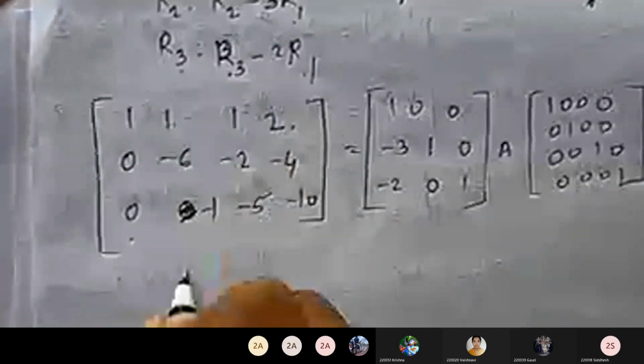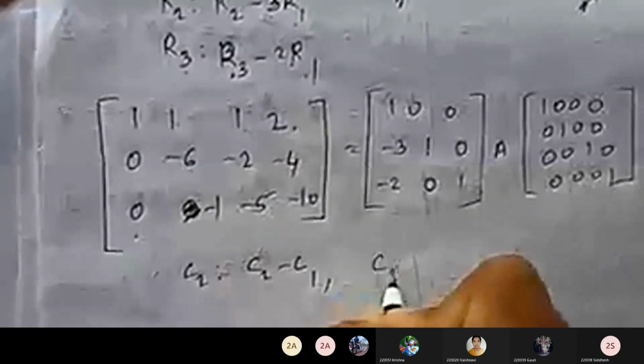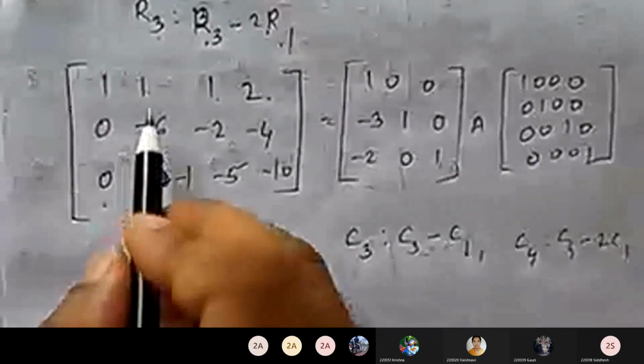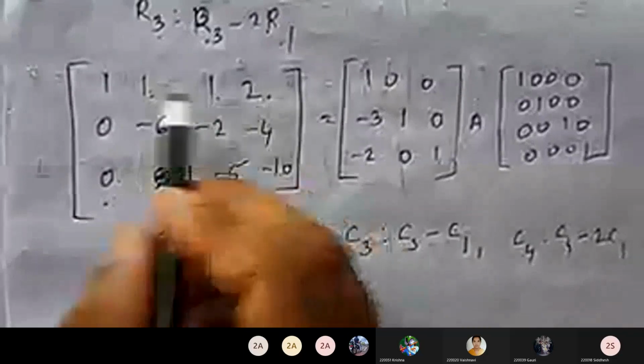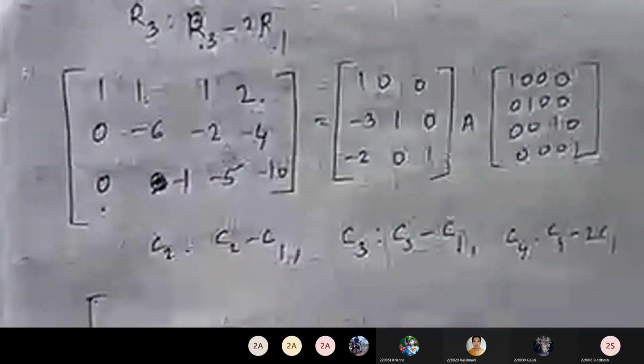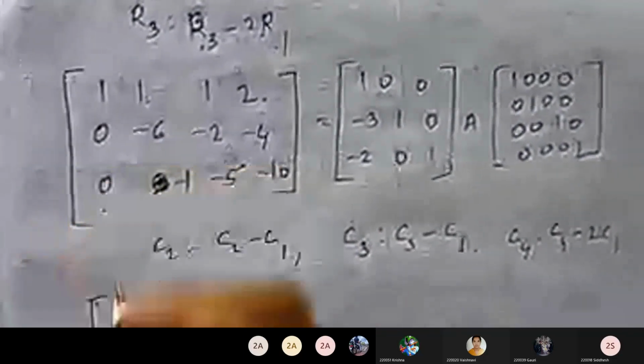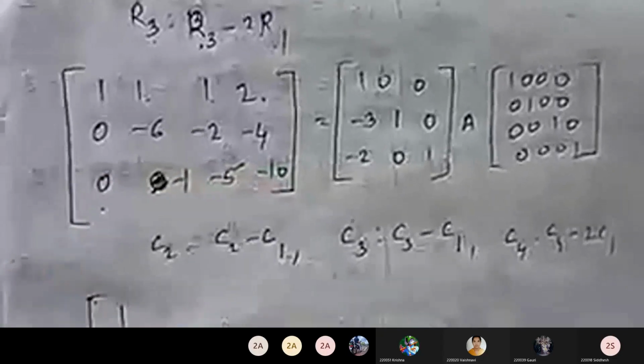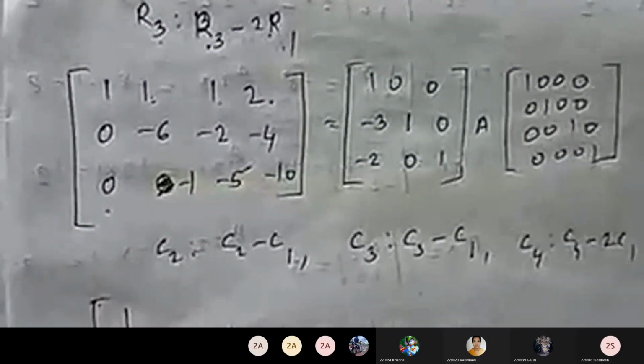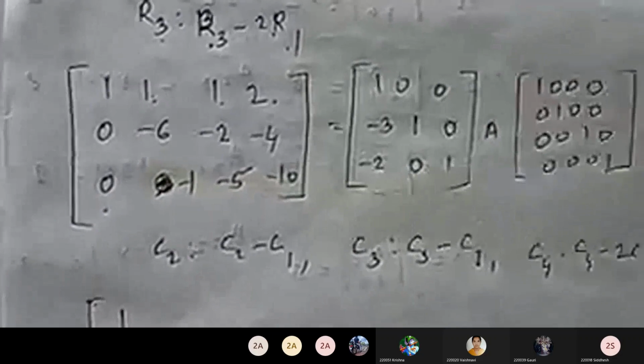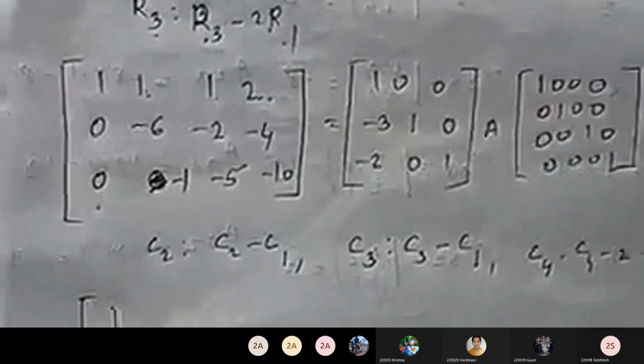So what we get here, we have 1. C2 change, C2 minus C1. C3 change, C3 minus C1. And C4 change, C4 minus 2 times C1. Okay, 1 minus 1, 1 minus 1, 2 minus 2. Check that. So C1 we can keep as it is. Okay, C1 we are going to keep as it is.